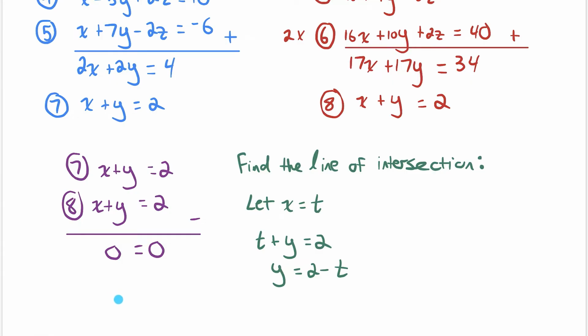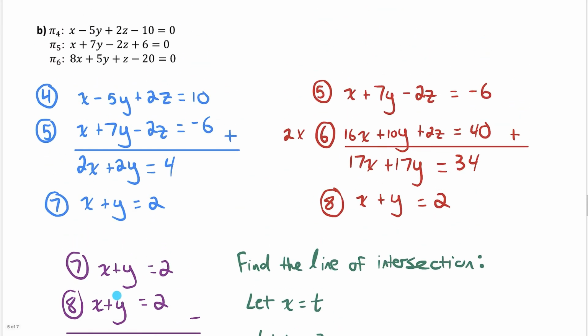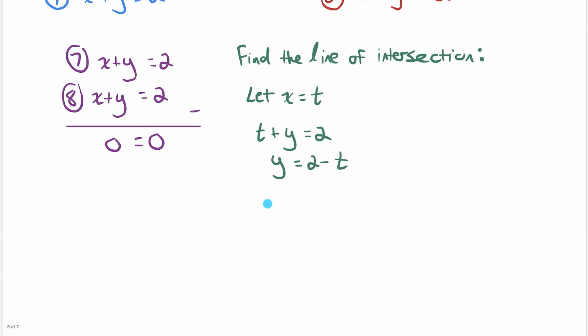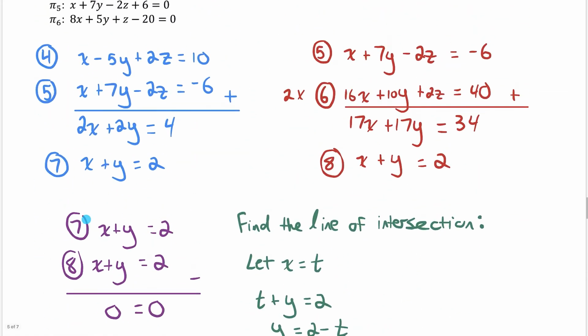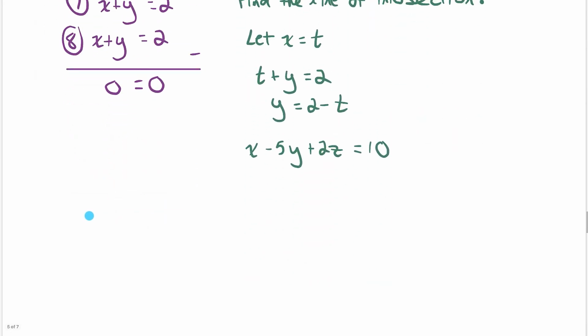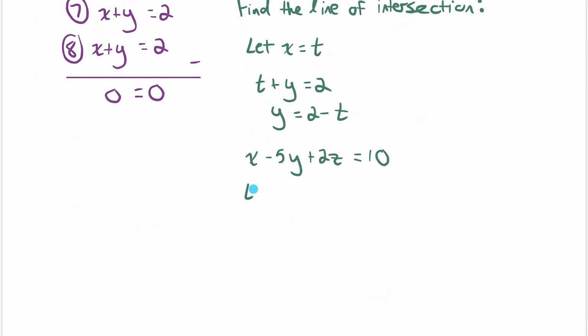And we can calculate that by substituting our x and y parameters into any of the 3 original equations. It wouldn't matter which one we do. The numbers in equation 4 look the smallest, so I'll sub into that. Let me just make sure I wrote that equation right. X minus 5y plus 2z equals 10. Good. So let me change the x to t.